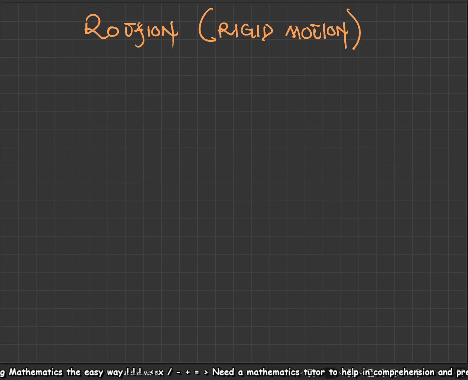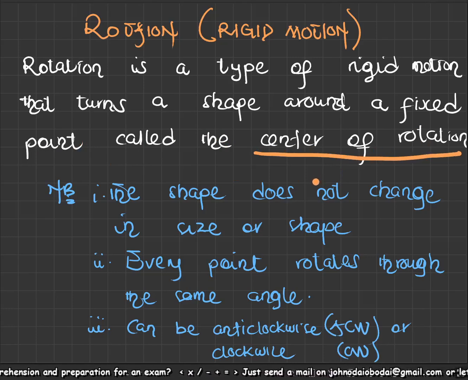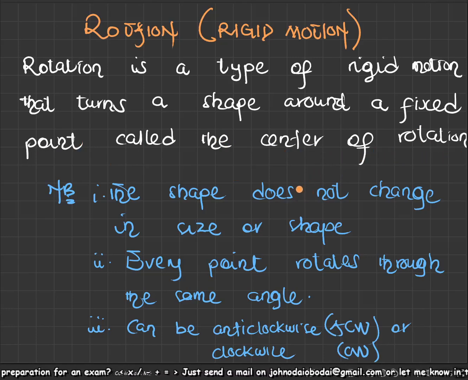Now we are still on rigid motion, and this time around we are looking at rotation. So, what is rotation? Rotation is a type of rigid motion that turns a shape around a fixed point. That fixed point is called the center of rotation. So we're talking of a rigid motion here, and it will just turn the shape, or maybe a point, around a fixed point called the center of rotation.